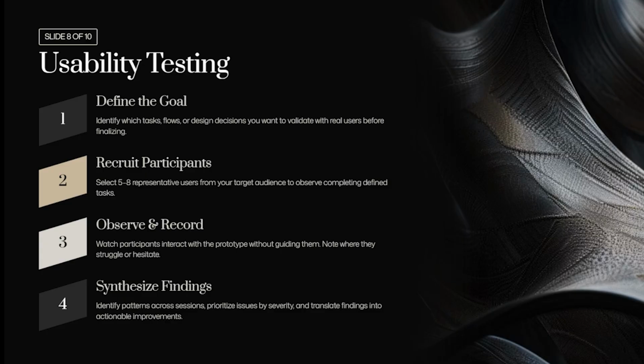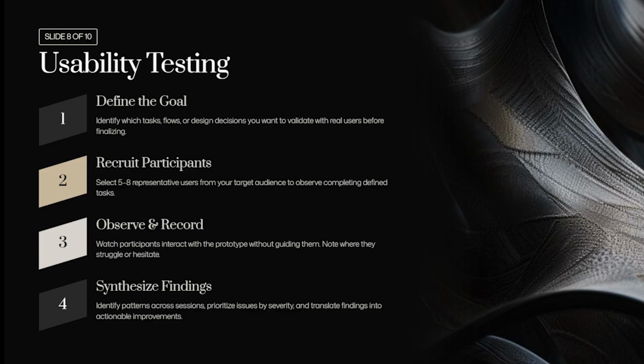The process usually involves four steps. The first one is defining the testing goals, and the second one is recruiting participants who match your target audience. The third one is observing them using the product, and the fourth one is analyzing the results.